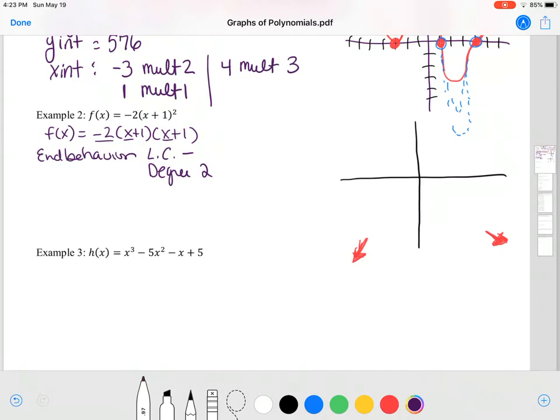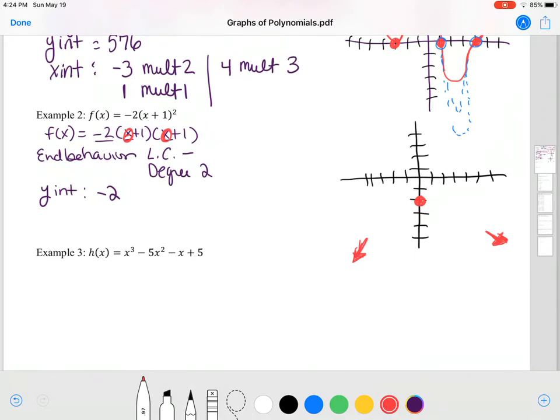Now, to find my y-intercept, that's the value of y when x is 0. So I would plug in 0 for my x's here and here, and I would multiply that out. So I would have negative 2 times 1 times 1. That would give me a y-intercept of negative 2. So when I draw this on my graph, I know I would have a y-intercept right here. Because these numbers aren't unusually big or small, I'm just going to stick with the standard scale of 1 on this example.